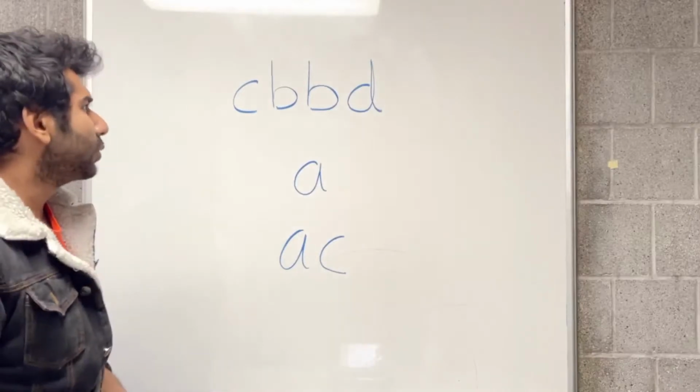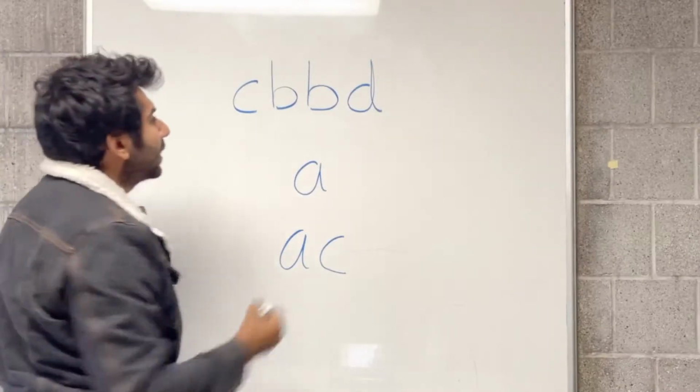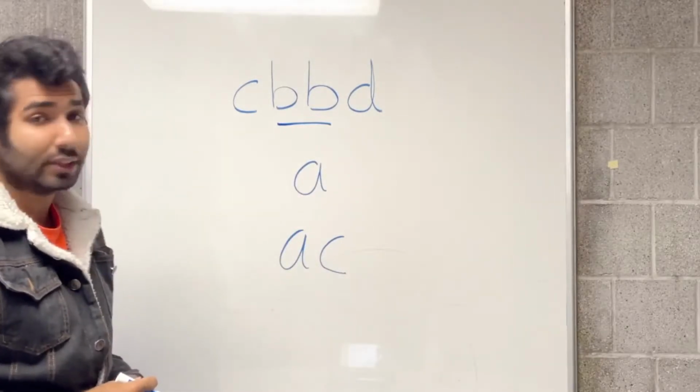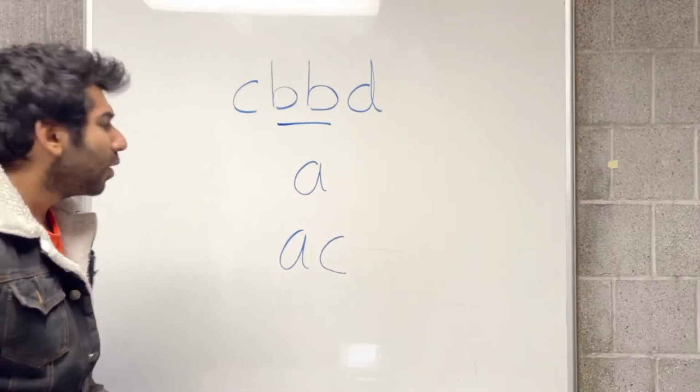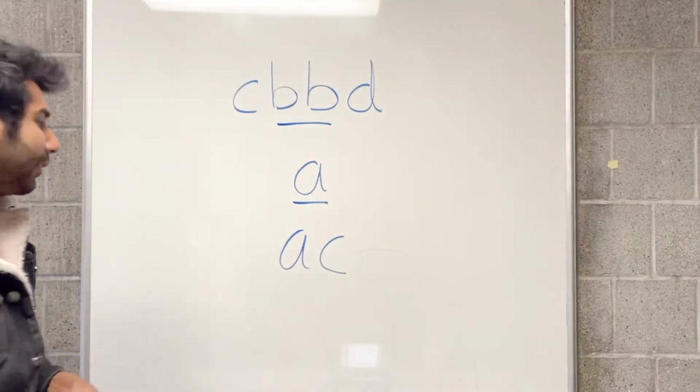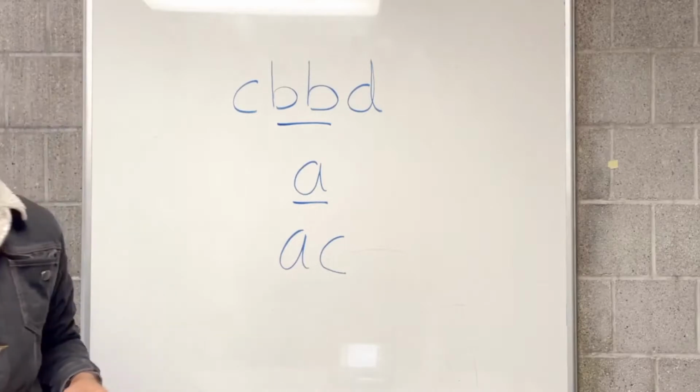Some more examples. If you are given the string CBBD, the longest palindromic substring would be BB. If we are just given the string of length 1, A, we can return just A. For AC, we can either return A or C.